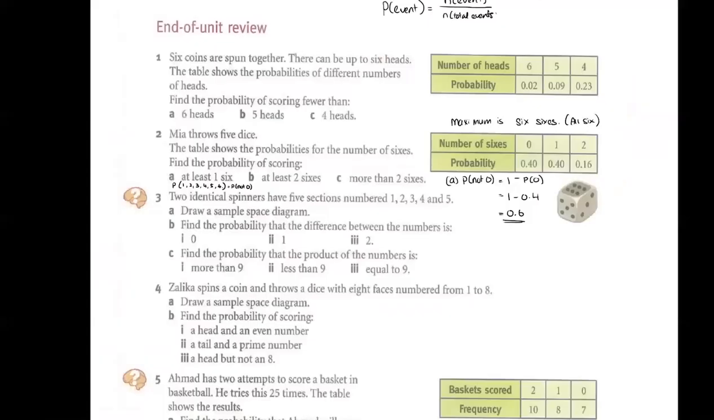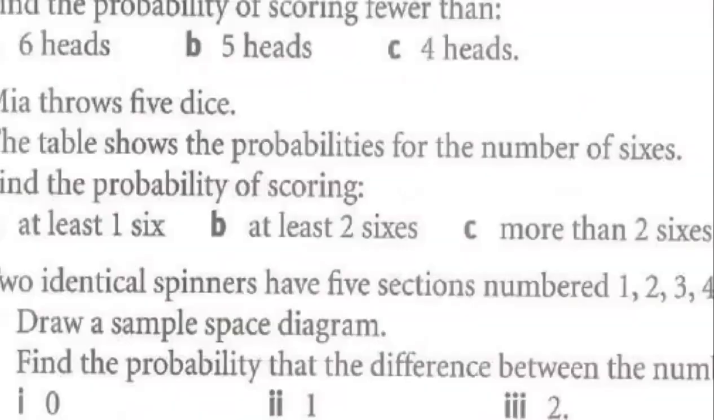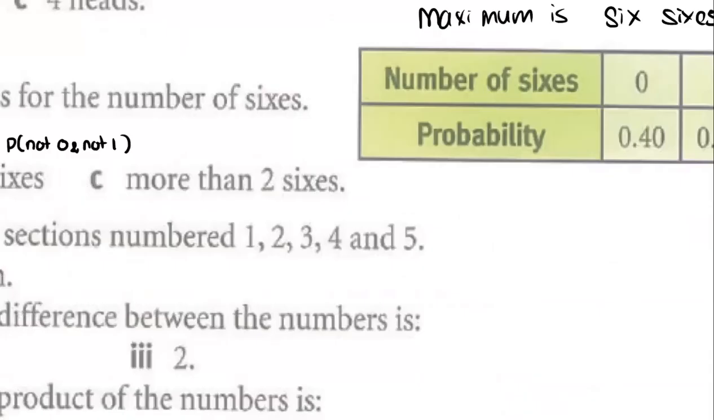Okay. So now let's look at the next one. At least 2 6s. At least 2 means 2 and above. 2 6s and above means 2 6s on the dice and the rest are not 6, 3 6s, 4 6s, and 5 6s. Those are all the possibilities that we want. So in order to find this, we need to take the probability of not 0, not 1. Okay, so we just take these two and add them up together.